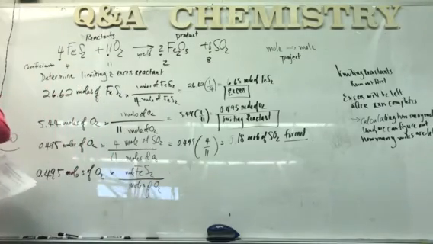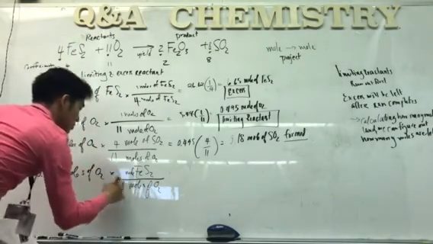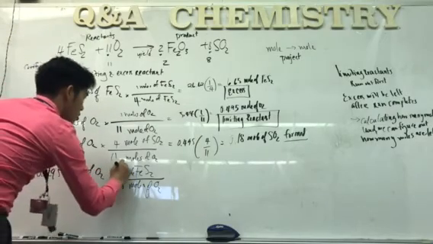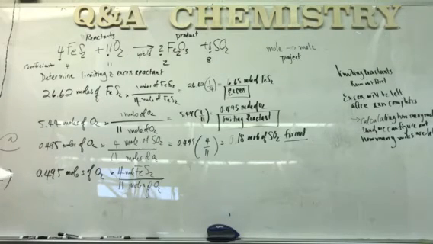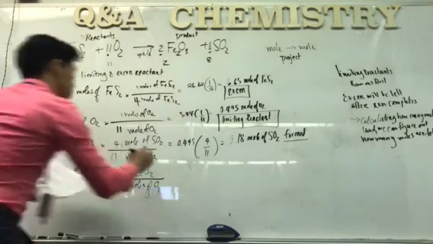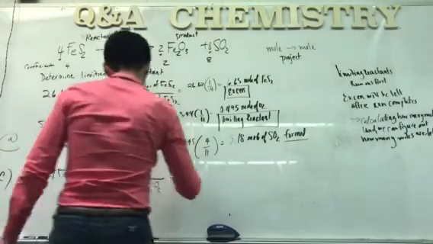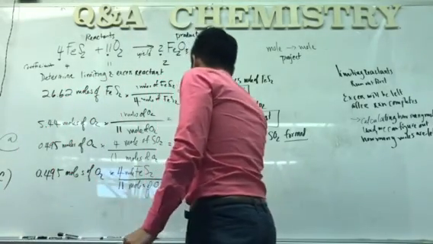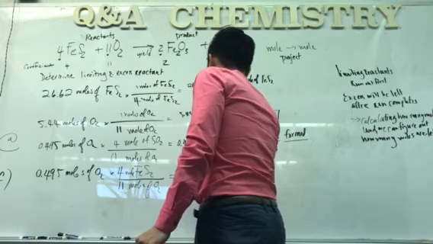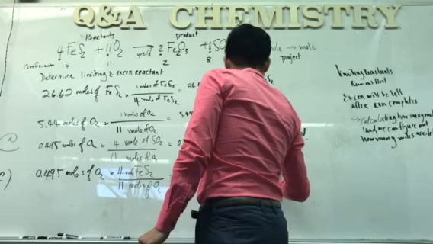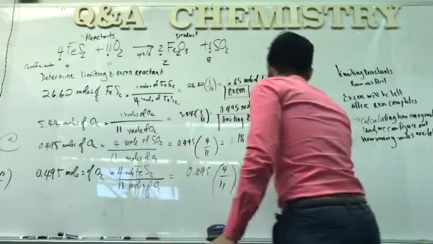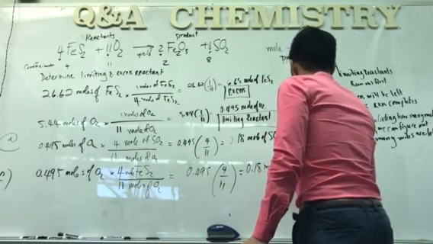So then you go back to your coefficient. Oxygen is 11. This is 4. Then you get the answer, which is 0.18 mole used in the chemical reaction.